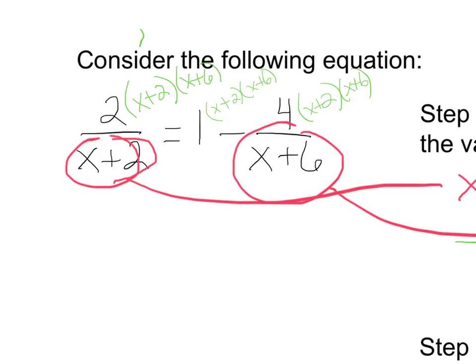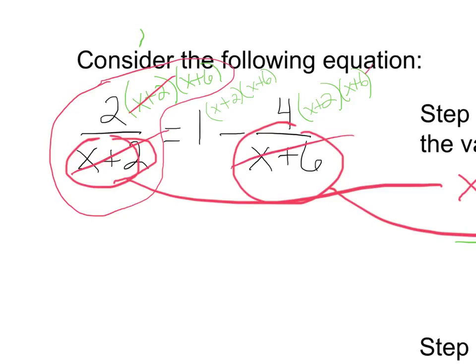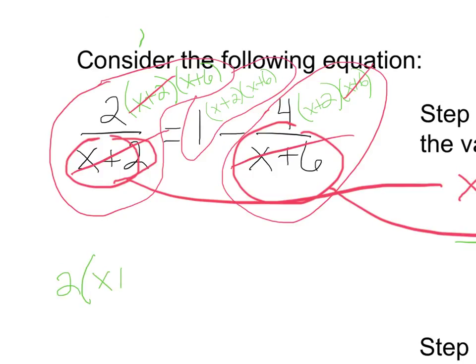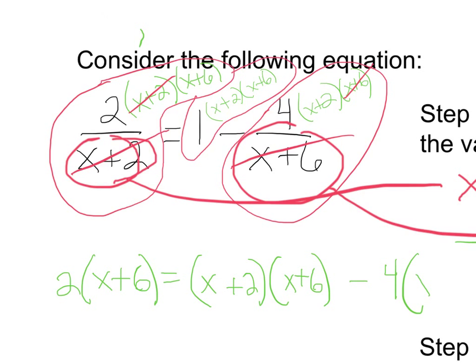Okay, and the nice thing that happens here is the x plus 2's cancel in the first fraction, and then we're just left with that. Nothing cancels with the 1, but the x plus 6's cancel in that last fraction. So now we've got 2 times x plus 6 equals, 1 times anything is just that thing, so we could leave the 1 off, x plus 2 times x plus 6 minus 4 times x plus 2.